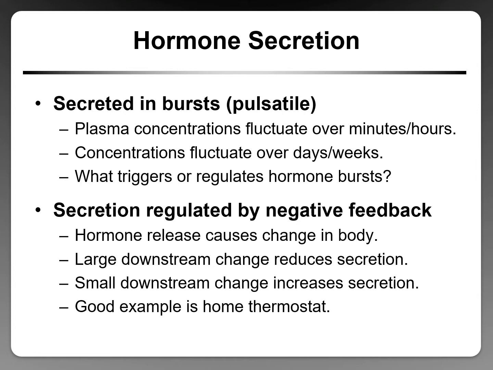A good example of this is a home thermostat. When it starts to get warm in your house, the AC kicks on. Once it reaches the desired temperature, the AC kicks off. This is a negative feedback loop, and this is how hormones typically work in the body.